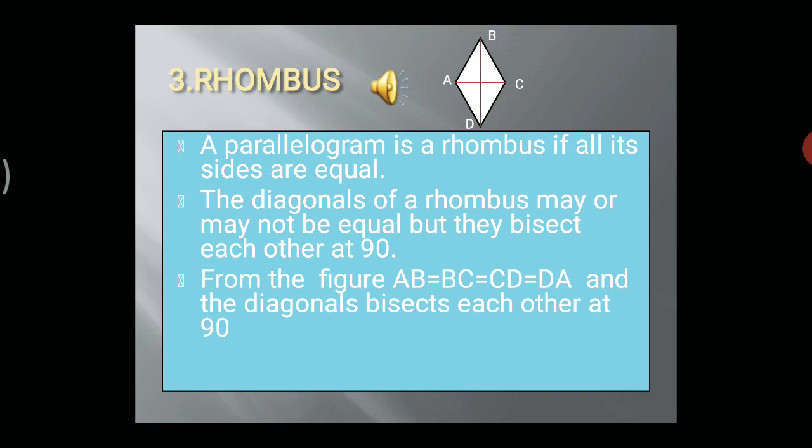Number 3 is the rhombus. A parallelogram is said to be a rhombus if all its sides are equal. So if we have parallelogram ABCD, if AB equals BC, BC equals CD, and CD equals AD, then we can say that the parallelogram is a rhombus. Dear students, you should remember the diagonals of a rhombus may or may not be equal, but they bisect each other at 90 degrees.